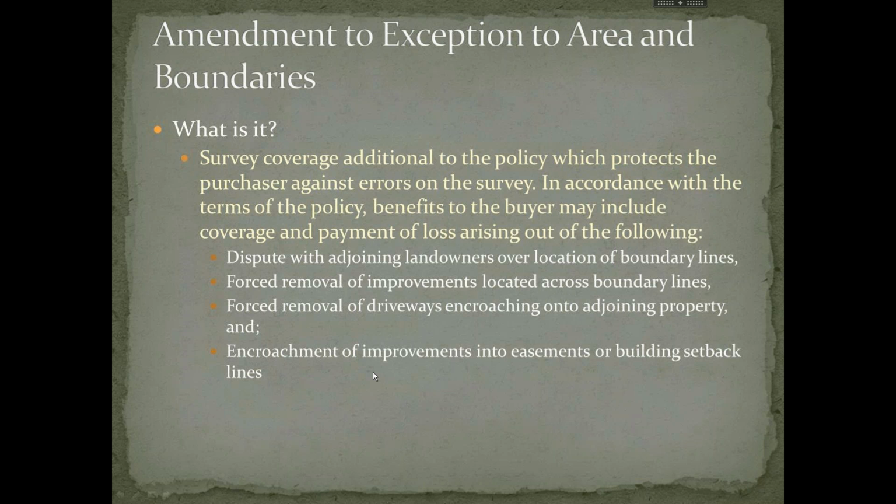If they have a dispute with adjoining landowners over the location of the boundary lines, if they're forced to remove improvements along boundary lines, if they're forced to remove driveways that potentially encroach onto adjoining property, and if they have improvements that are encroaching into easements or building setback lines that are due to matters not disclosed on a survey, right? So if we're looking at all 4 of these items as plain language, those seem like pretty big deals, right? And it seems like if I was purchasing a piece of property, I would absolutely want to be protected against that.